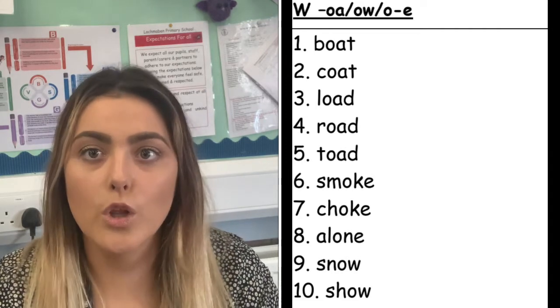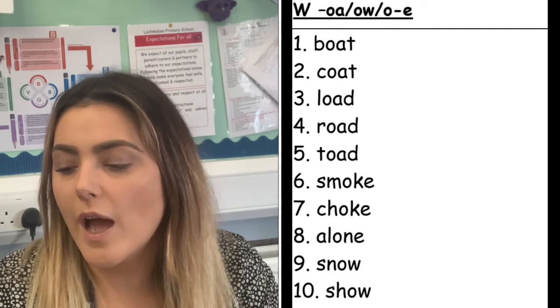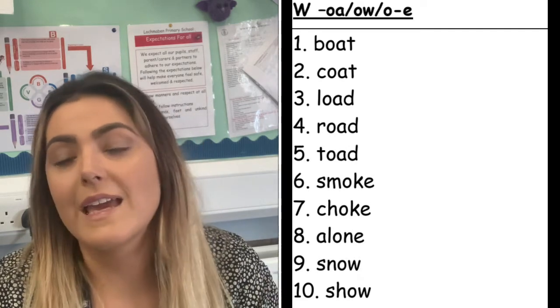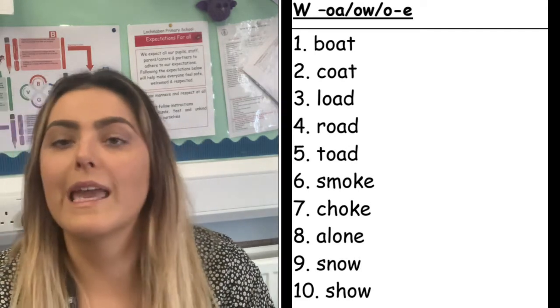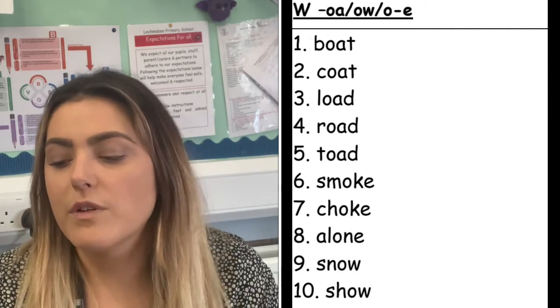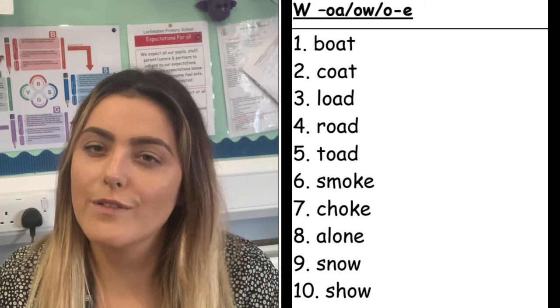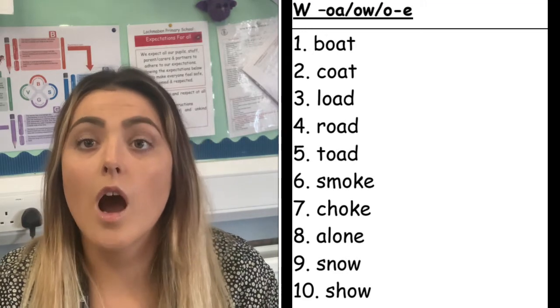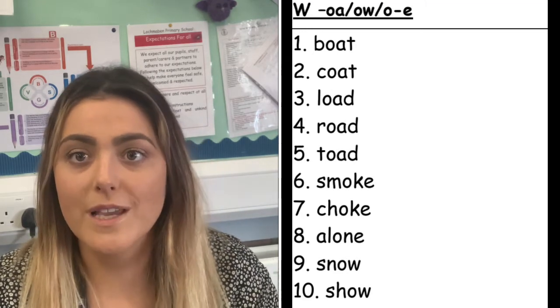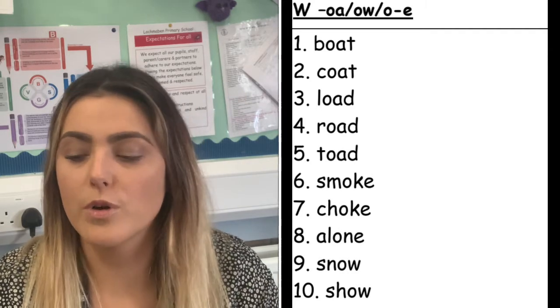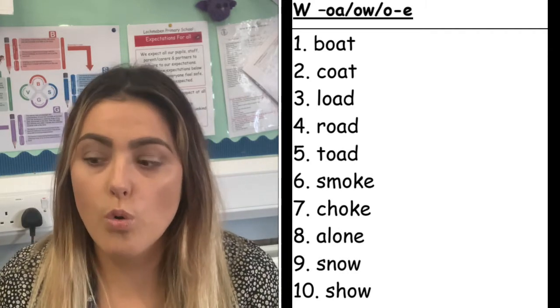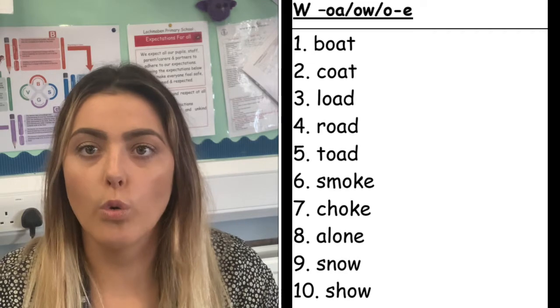Number 8, alone. So we're moving on, so we've got that O and then another letter and the E. So we've got that alone, again, that long O sound. And then we've got snow and show, which have that OW. So if you think of the word now, that makes an I sound, but in these words, it makes an O sound. So that's why it's important to learn these. We've got snow and show, and it's that OW.